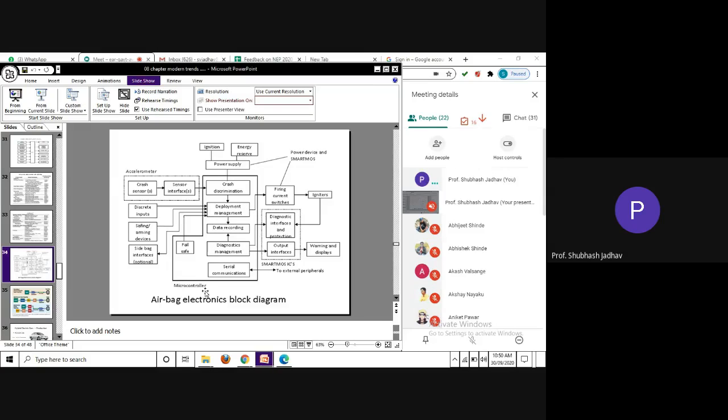So now, why this particular increase in the cost? Because you can see, just imagine an airbag. When one airbag is added, these many things are going to be added into the system. That means the system is becoming that much more complicated.